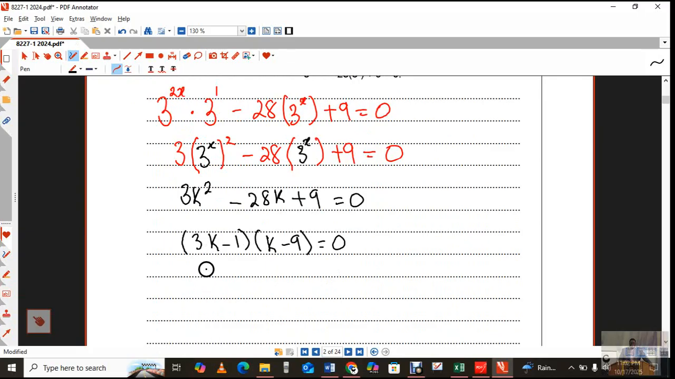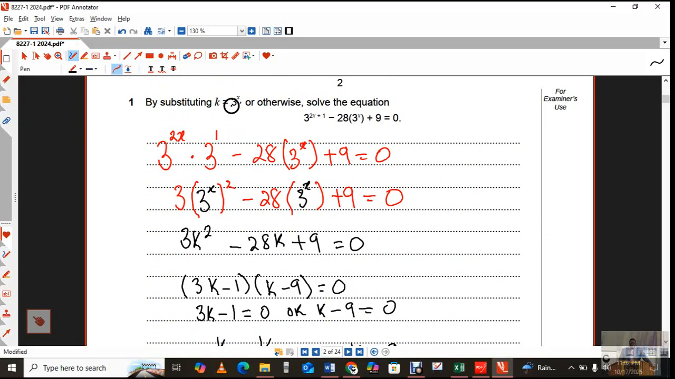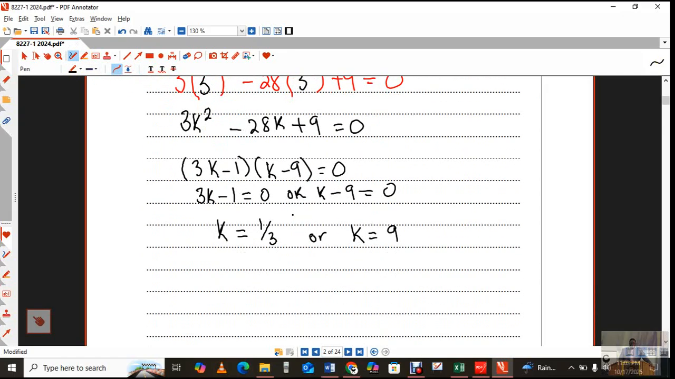If you multiply out these factors to give you 0, it implies that either 3k minus 1 is equal to 0, or k minus 9 is equal to 0. So this is going to give you the values of k as 1/3, or k is equal to 9. But we're not looking for k, we are looking for 3 raised to the power of x. So we have to replace that k with 3 raised to the power of x.